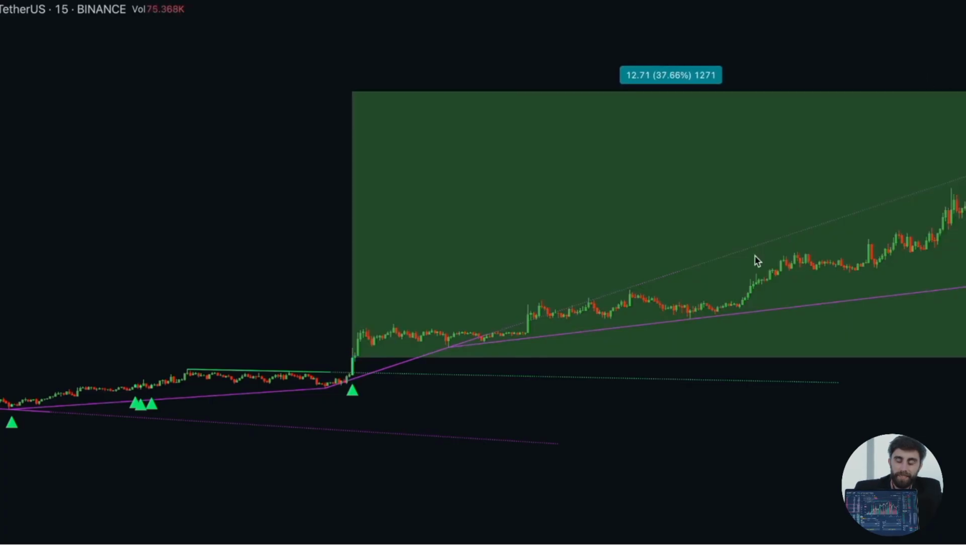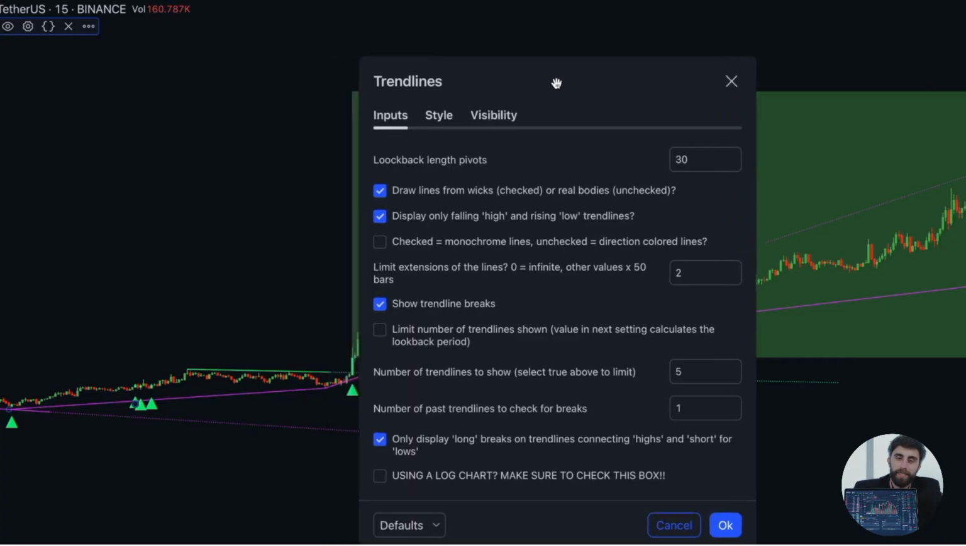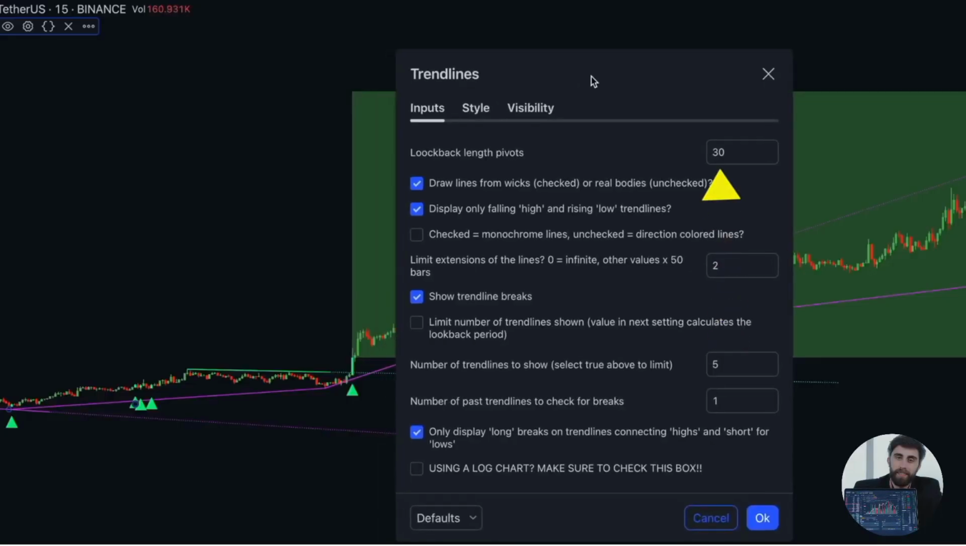To make the indicator more or less sensitive, you can open the inputs and adjust these parameters. For example, I like to set the look-back length pivot number to 20. This way, the indicator draws trend lines more precisely. The next step is to limit the extension lines to 1. We will also need to disable these trendline breakout signals. Instead, we'll use the signals from the second indicator.